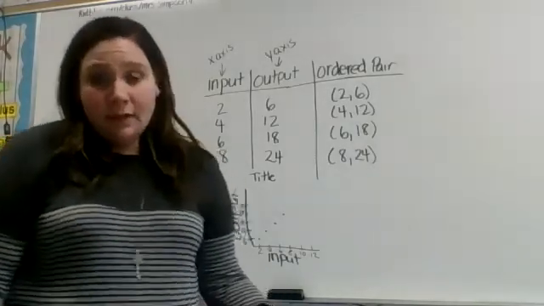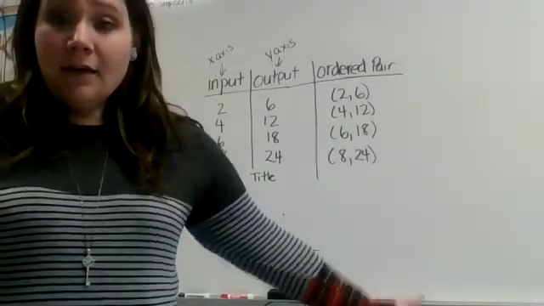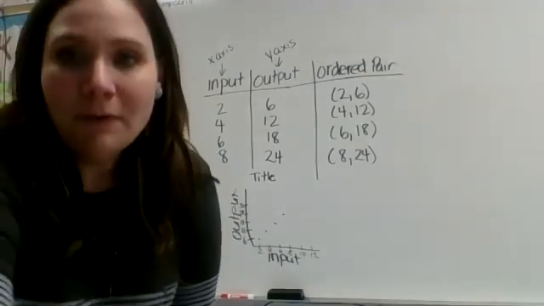So that's all I wanted to say about how to use an input-output table to help you with ordered pairs. And this should be all that you need to know. Let me know if you have any questions.